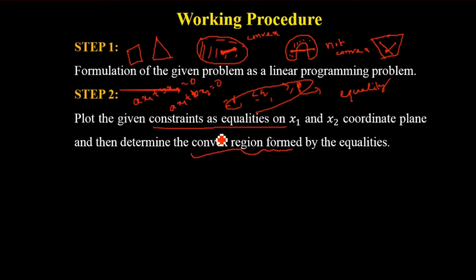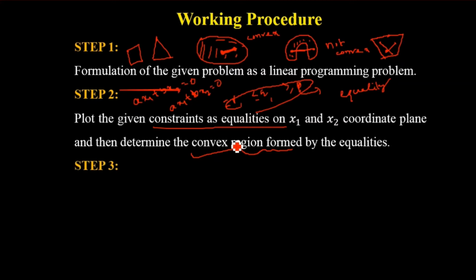So plot the given constraints as equality on x1 and x2, as we are dealing with two variables, because that will be easy to illustrate through the graphical method. So if two variables are there, first you have to convert the constraints into equality form, then you try to get the convex region of that. Then from the convex region we will get the solution.